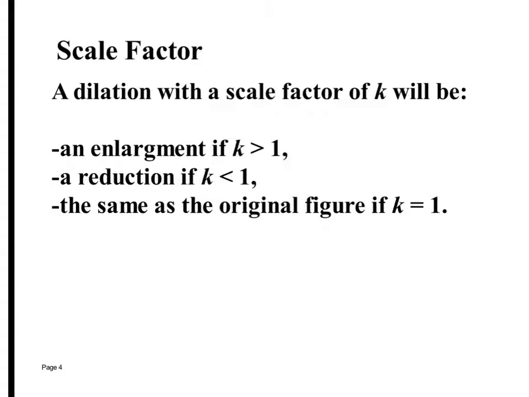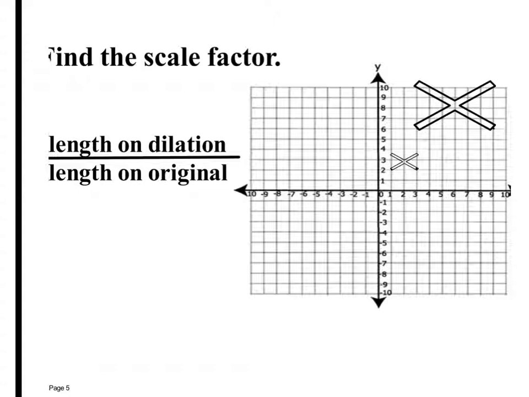Yeah, Beagle. This says find the scale factor, and nothing else is cut off. So what you need to do is write this down and draw the 2 x's. All right, so you're supposed to find the scale factor. To do that, you use this right here. And it's taking the length of the dilation over the length of the original. That's all you do. The length of the dilation over the length of the original.